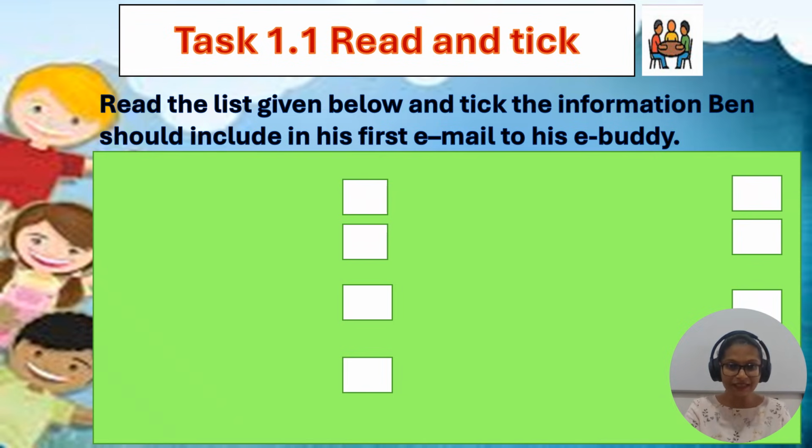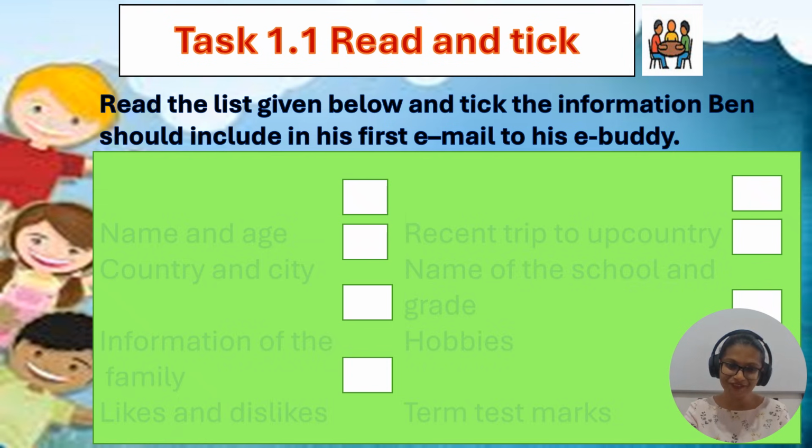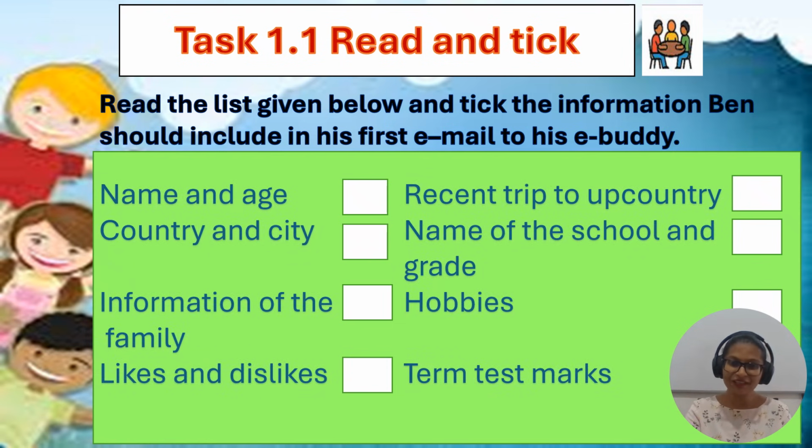That means that the e-buddy profile will be read by other friends in the same country or other countries. So when going through that email, which kind of information they should know about Ben, we have to tick which information should be included in the first e-buddy profile. That means his first email, right? So I think you can do this yourself and then let's check the answers, right?